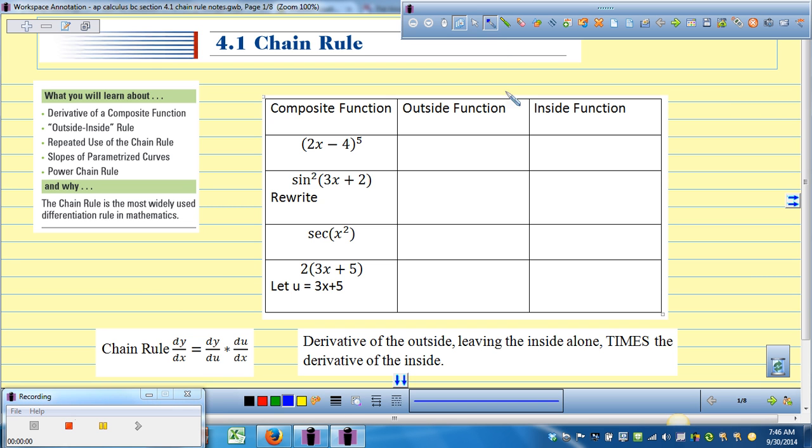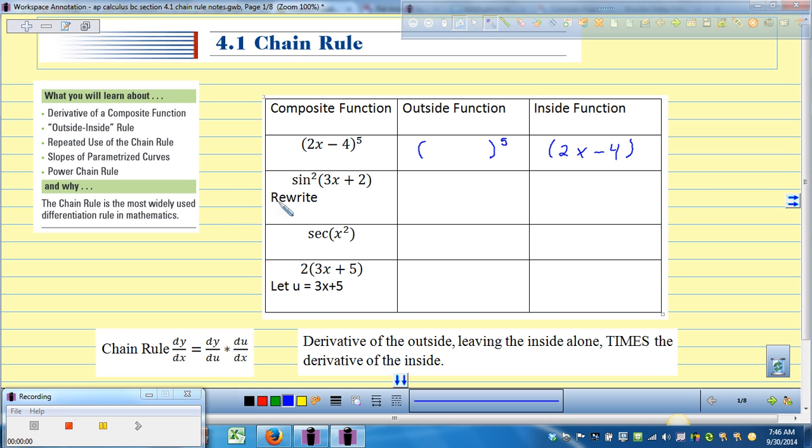And the way we're going to write this, the outside function, we're just going to say is something to the what power? To the fifth. Something to the fifth is what's going on the outside. What's going on the inside, now you don't ever choose to separate things that are added or subtracted. The whole inside is 2x minus 4. Okay? So with composite functions, we have to be good at knowing where to begin, and to do that, we have to recognize outside from inside.